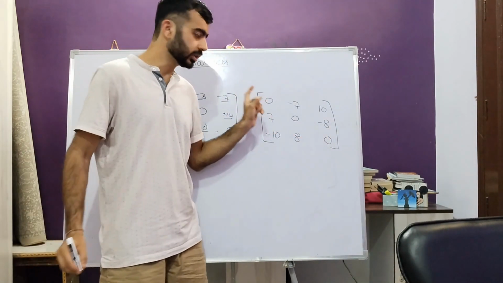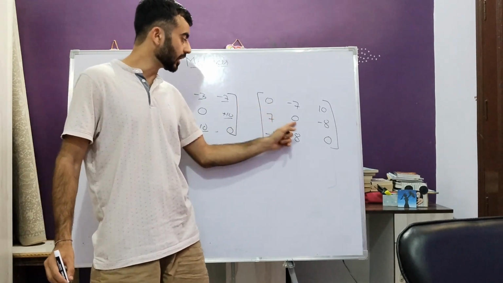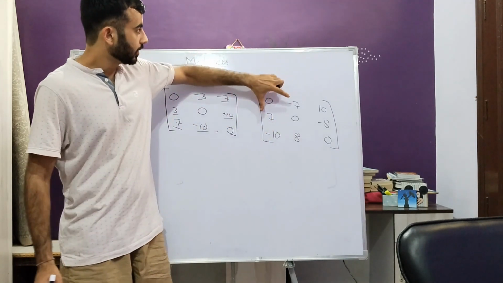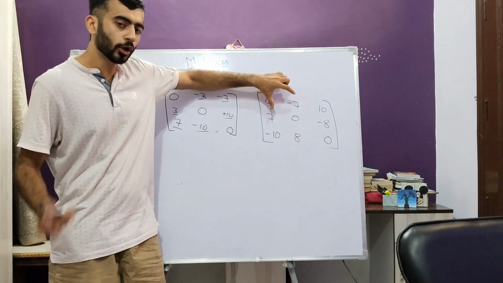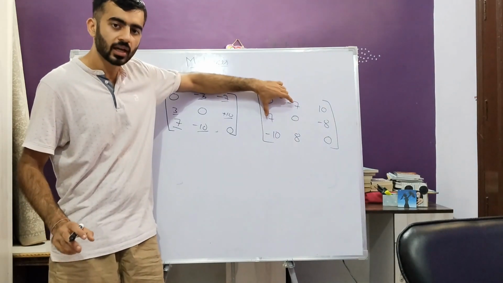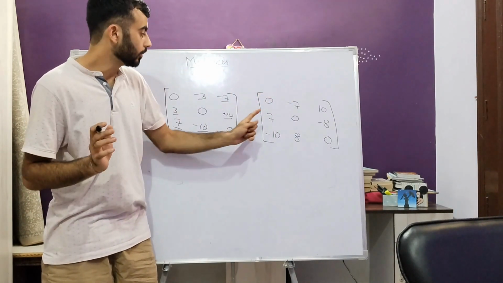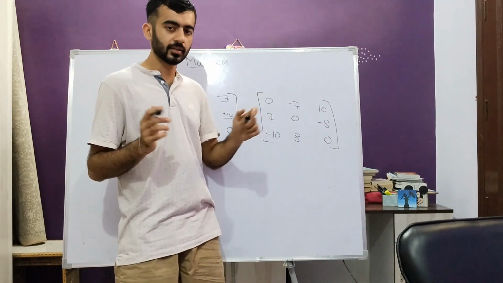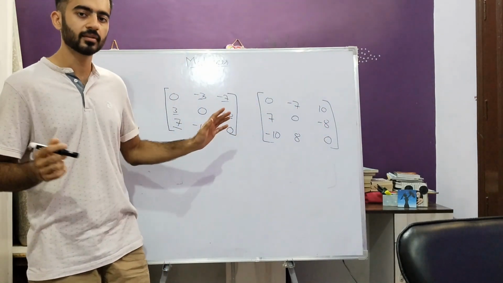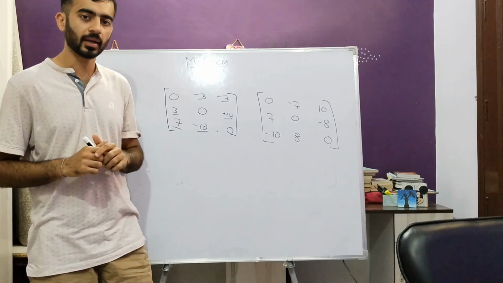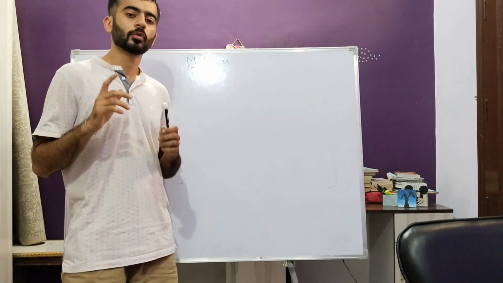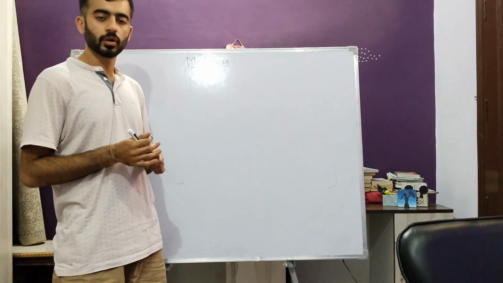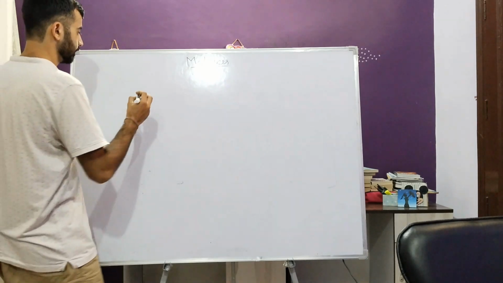See, in the skew symmetric matrix the diagonal elements are 0 and the non-diagonal elements opposite to each other are adding up to 0. Plus 7 minus 7, minus 10 plus 10, plus 8 minus 8. This is an example of a skew symmetric matrix. Now we will talk about upper triangular matrix and lower triangular matrix.